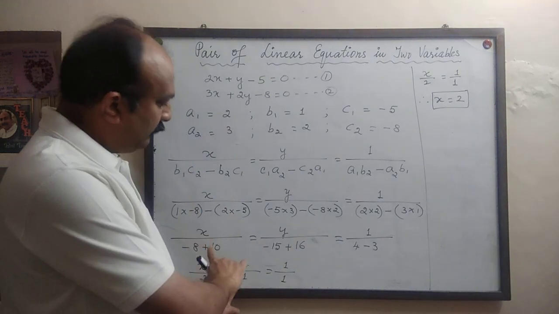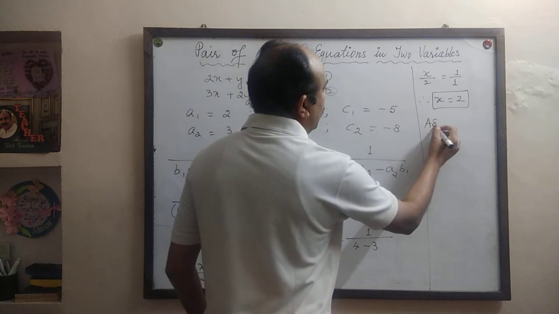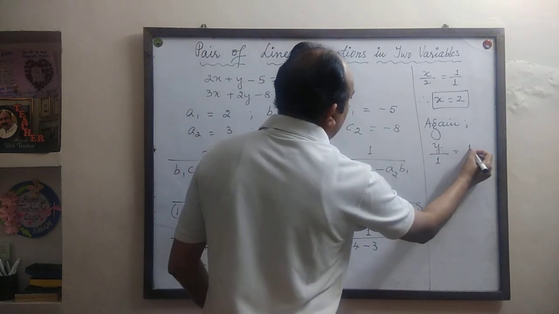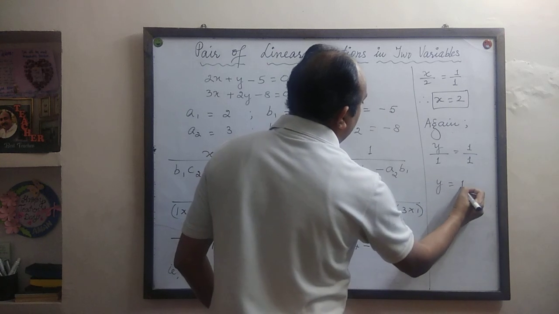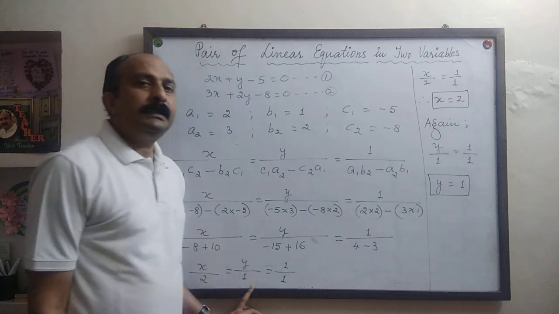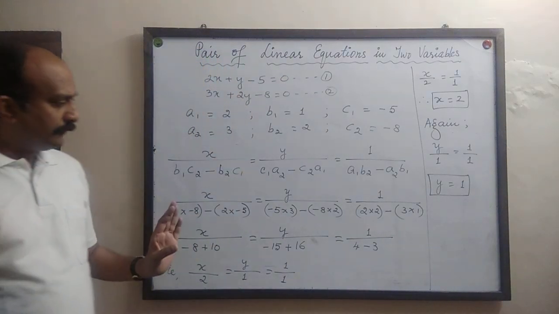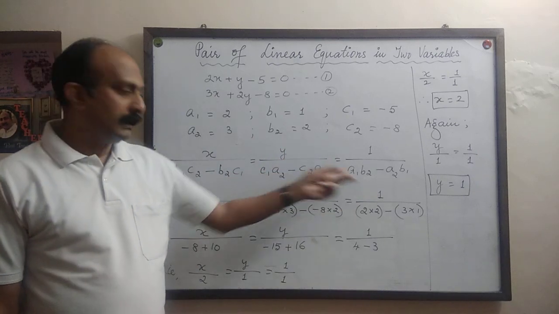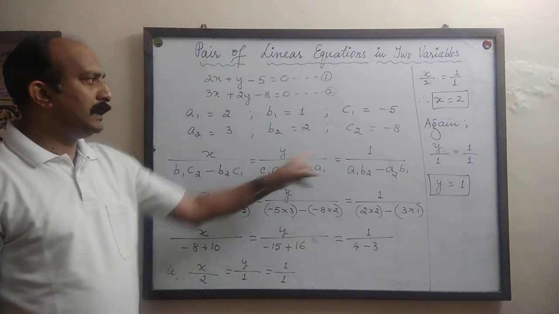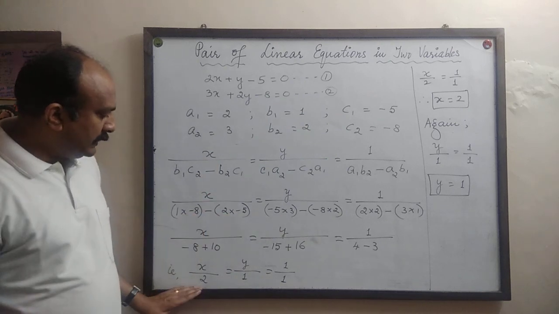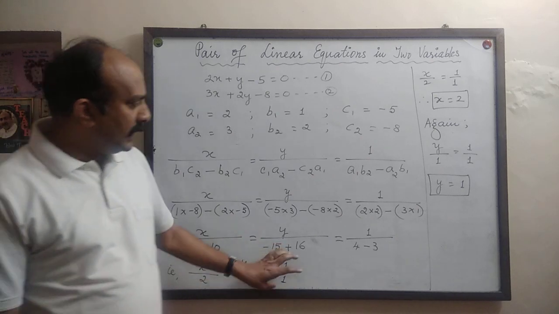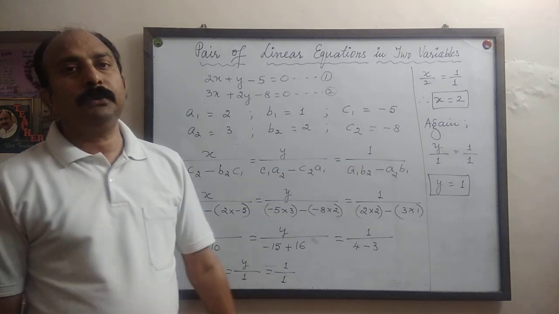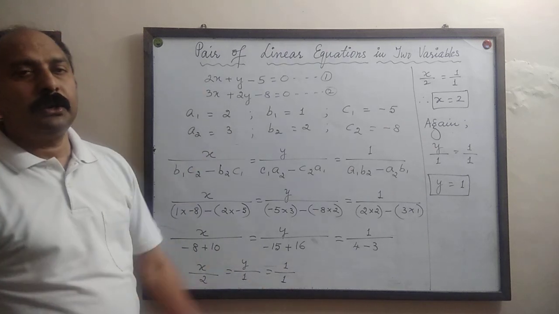Now, you take the second one and the last one. So, we can write again y upon 1 is equal to 1 upon 1, cross multiply, y is equal to 1. This is known as cross multiplication method. Of course, the method is a little lengthy, but there are two important things. First thing, formula. Second thing, substitute the values without making any mistake. Then simplify. After getting the simplest last term, take the first and last, cross multiply, you will get the value of x. Take the second term and the last term, cross multiply, you will get the value of y. So this is all about cross multiplication method.